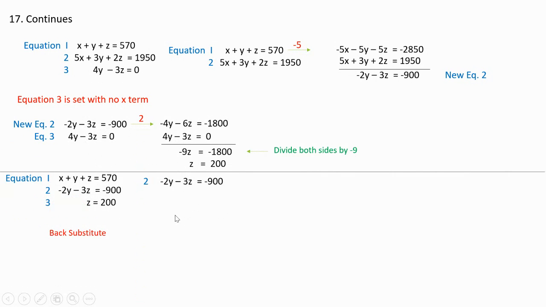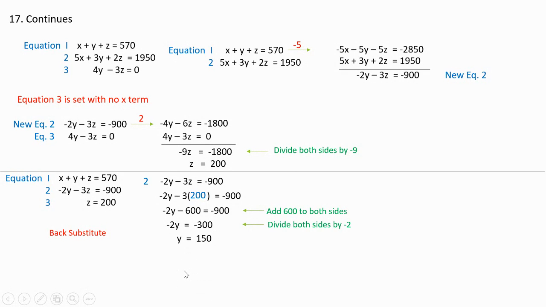So I'm going to go to equation 2. I'm going to plug in 200 for z, and then simplify, right? So this will give us negative 2y minus 600 equals negative 900. So I'm going to add 600 to both sides. So it should give us negative 2y equals negative 300. We divide both sides by negative 2, and we get y equals 150. So I got the values for z and for y.